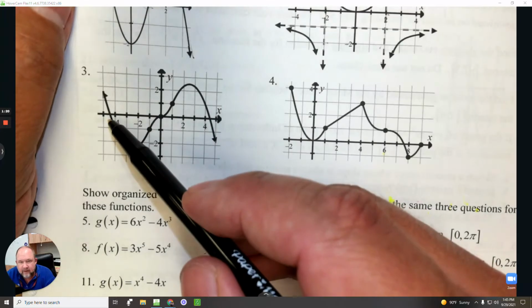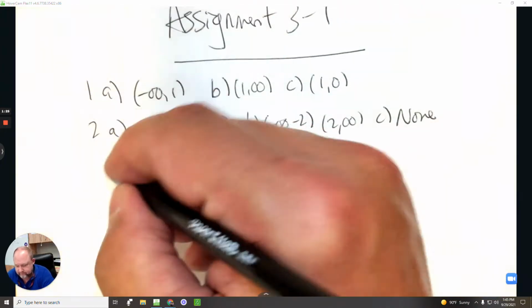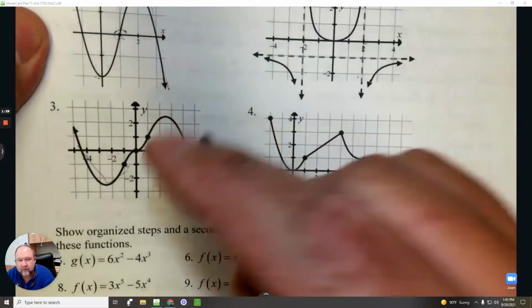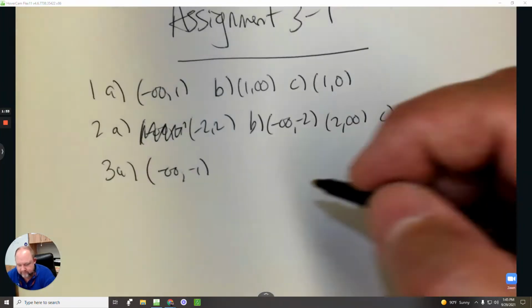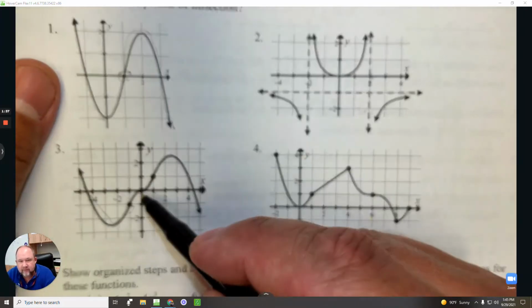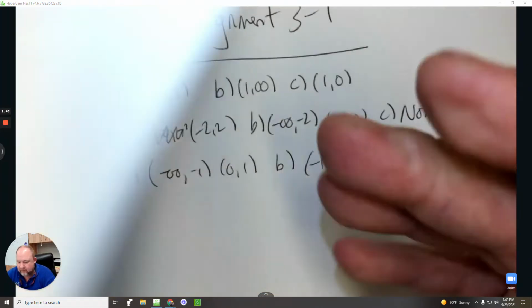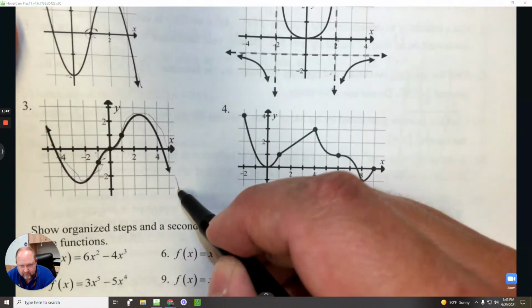Number 3, concave up all the way up to negative 1. It's also concave up this little section in here. That's 0 to 1. It's concave down. This little section here is concave down from negative 1 to 0. And then it's also concave down from positive 1 till forever.